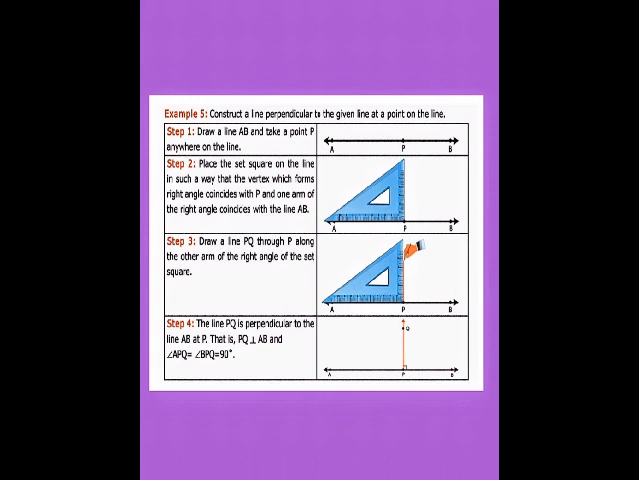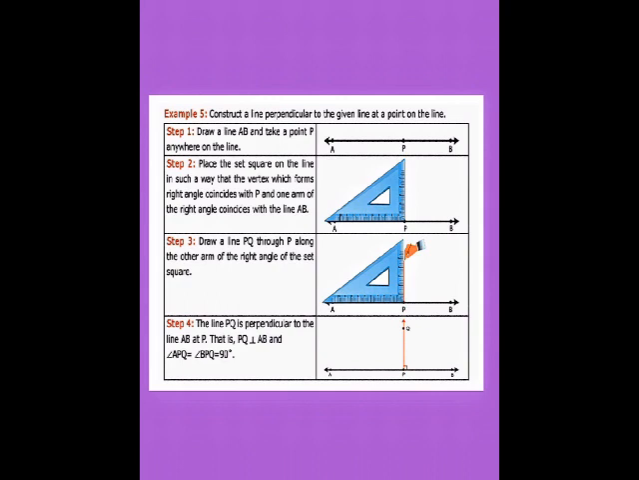The third step, draw a line PQ through P along the other arm of the right angle of the set square, as drawn in the picture. You should draw a line from P till Q. That should be a right angle. That right angle measurement only should be drawn.